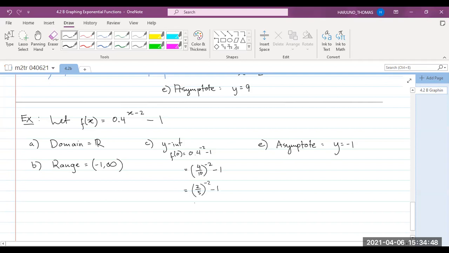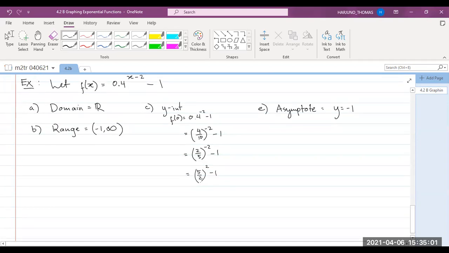Now, to the power of -2 means you flip that to make it a positive exponent. And then this is 25/4 minus 1. That's 21/4. Now then, the y-intercept will be (0, 5 1/4). Is it okay?